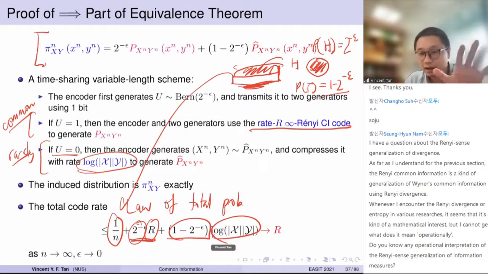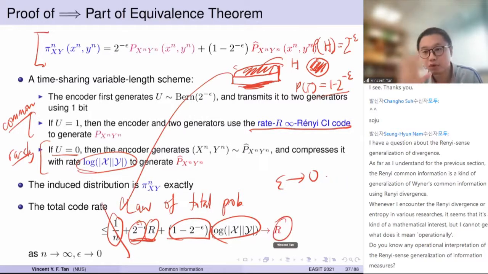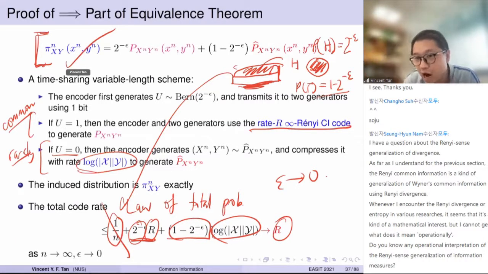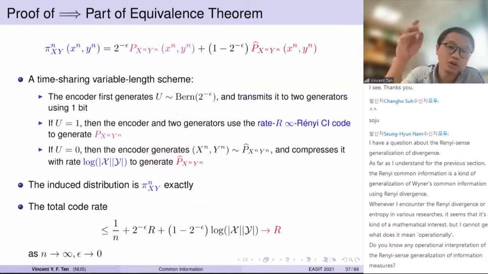But never mind, when n tends to infinity, this goes away. And you take epsilon down to 0, then you get r. Beautiful, right? You have created an exact common information code that generates this exactly and has rate almost r plus epsilon. So this is one part of the whole argument. Basically, you toss a coin.